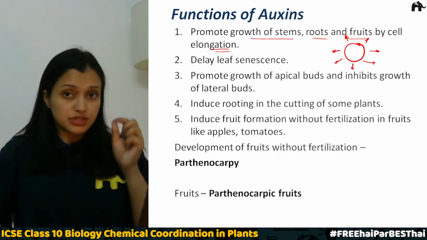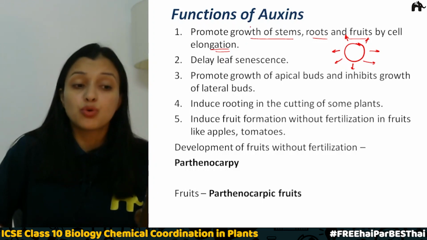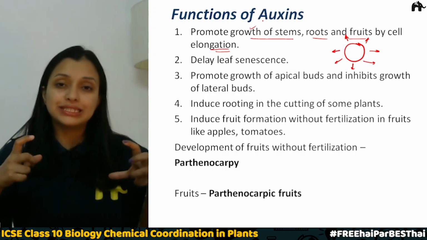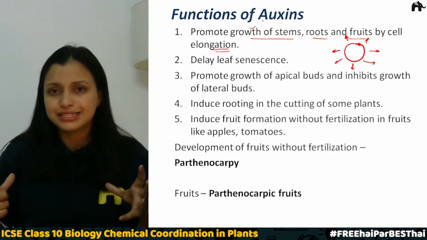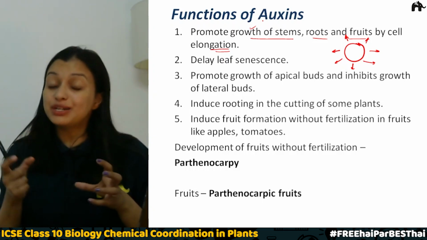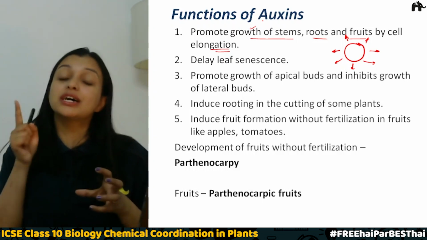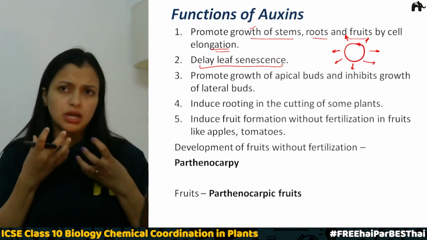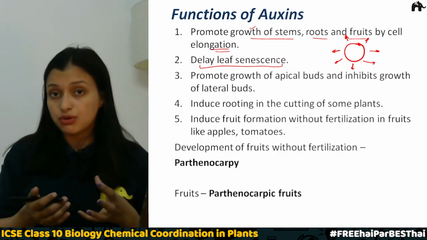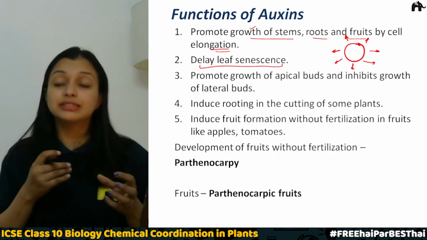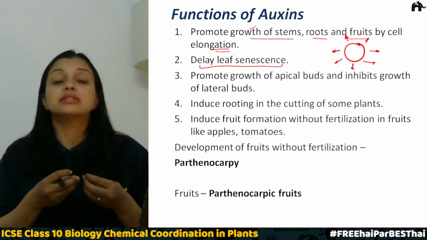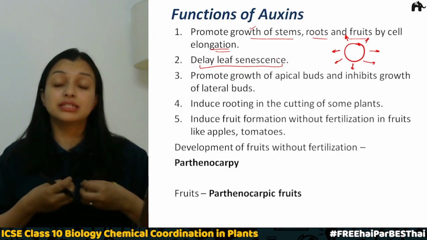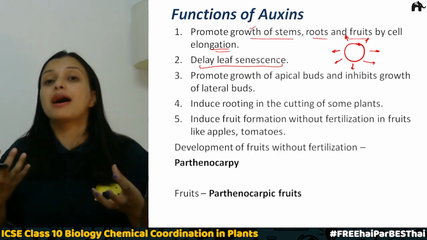So what is the first function of the auxins? They promote the growth in stems, fruits and roots by cell elongation. They elongate the cell, they stretch the cell, they loosen, they relax the cell wall. And how much that particular cell wall will relax depends on the amount of auxins that are present. Second one is it delays leaf senescence. When these auxins are present in a very good amount in that particular plant or area of the plant, there is delay in the aging of the leaf, delay in the leaf death, or delay in the death of that particular part of the plant.